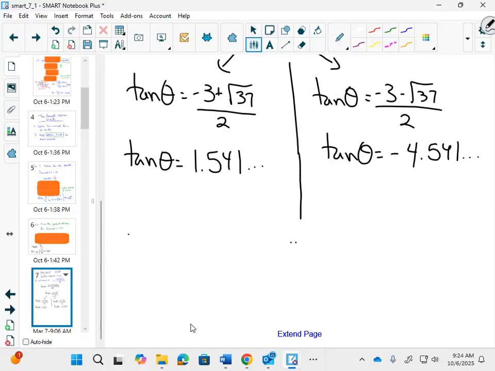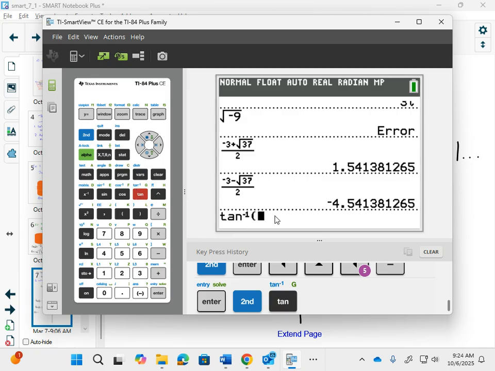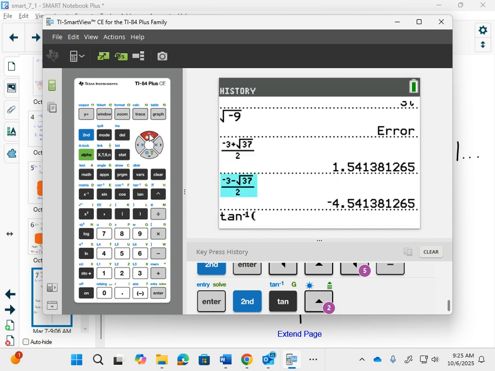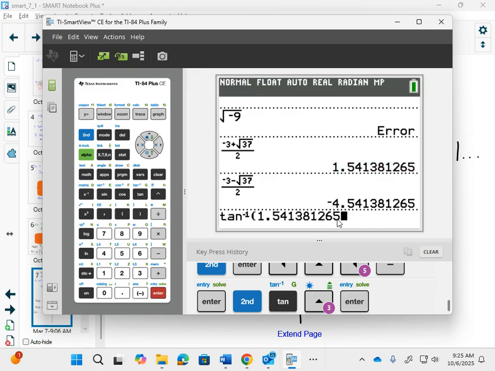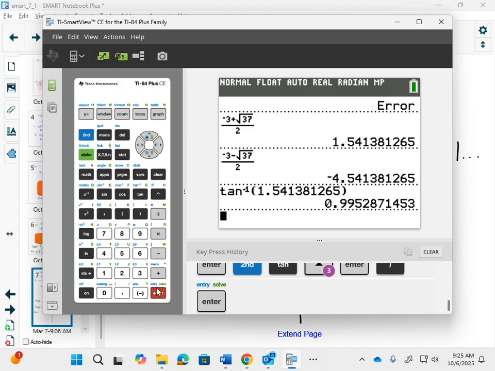Obviously, these values are not on our pie plate, so we're going to have to find our reference angle by doing tan inverse of 1.541. So I'm going to go to my calculator, and I'm going to be very careful that I don't just type in 1.541, because that would mean I'm rounding early. A couple things I can do with my graphing calculator: I can go up and grab that value. If I grab that value, it not only has those decimal places, but all the other ones as well. So this means that I'm not rounding early, so I push enter. And I get a reference angle of 0.995.